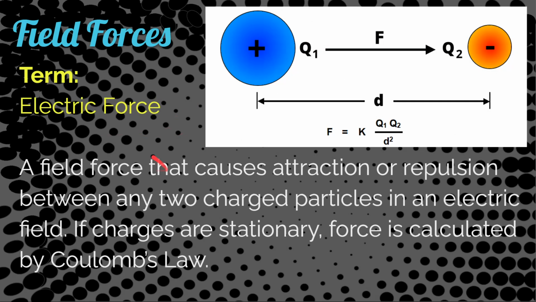Here's your electric force. Again, it is a field force that causes attraction or repulsion between any charged particles in an electric field. If the charges are stationary, the force is calculated by Coulomb's law. If they're moving, then of course you also have a magnetic field. But here was Coulomb's law. That force of attraction or repulsion was calculated by this equation, F = k q1 q2 / r², K times Q1 times Q2 divided by the distance between them squared. We're not going to do the math again. We've already done it, but I'm just putting it up here as a reminder.